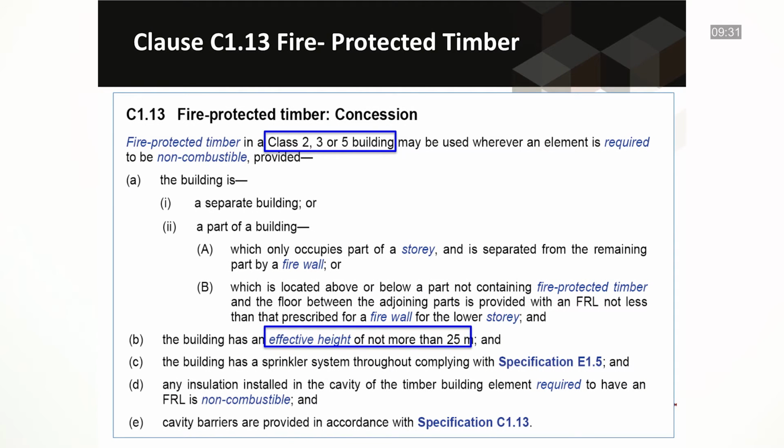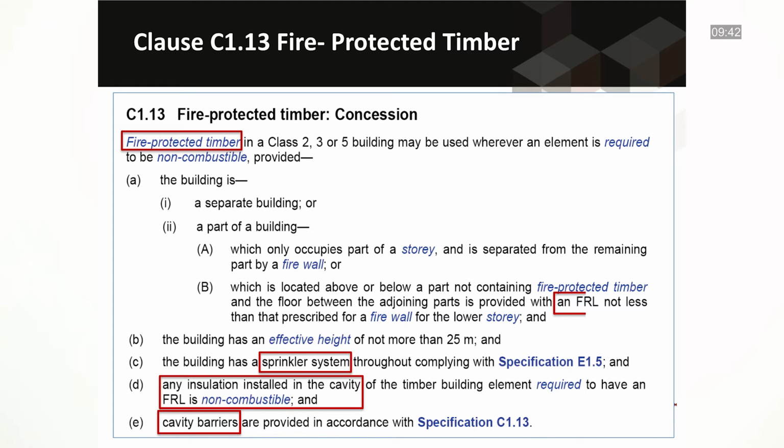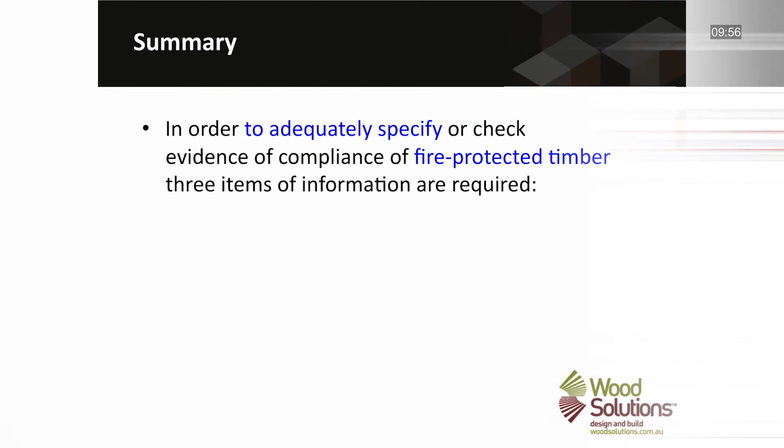So, re-looking at the new NCC clause C1.13 that defines fire-rated timber, we have now examined the different classes of building described in the NCC, and specifically the definition of Class 2, 3 and 5 buildings, and determining the effective height of a building. In the next series of modules, we will now examine in detail fire-protected timber and how this is achieved, the different FRL requirements for building elements, automatic sprinkler system requirements, the use of non-combustible insulation, and the installation of cavity barriers.